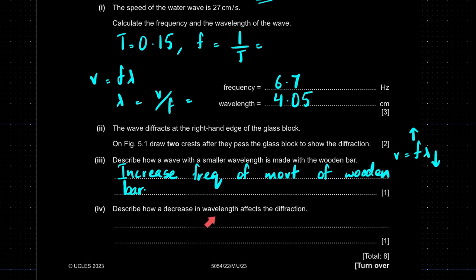Describe how a decrease in wavelength affects the diffraction. Whatever happens to the wavelength will also happen to the diffraction. So it causes a decrease in bending, or a decrease in diffraction.